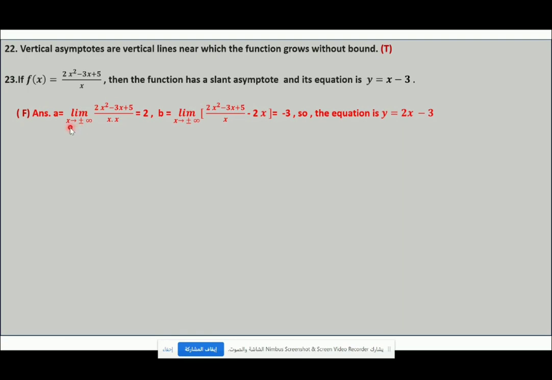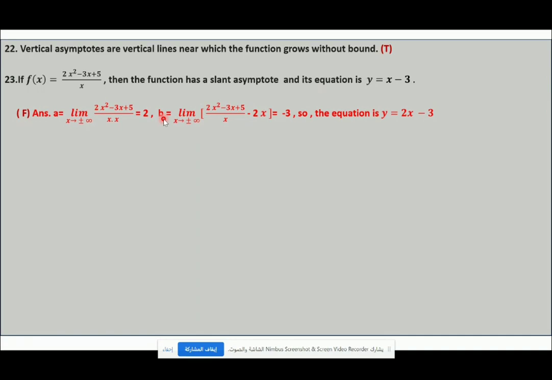a equals the limit when x approaches plus and minus infinity of (2x squared minus 3x plus 5) over x, then multiplied by another x from the rule. Multiply the denominator again by another x, that will make it x squared. With that, the x squared is going to be cancelled, then you're going to take 2 over 1. So the value of a is 2.